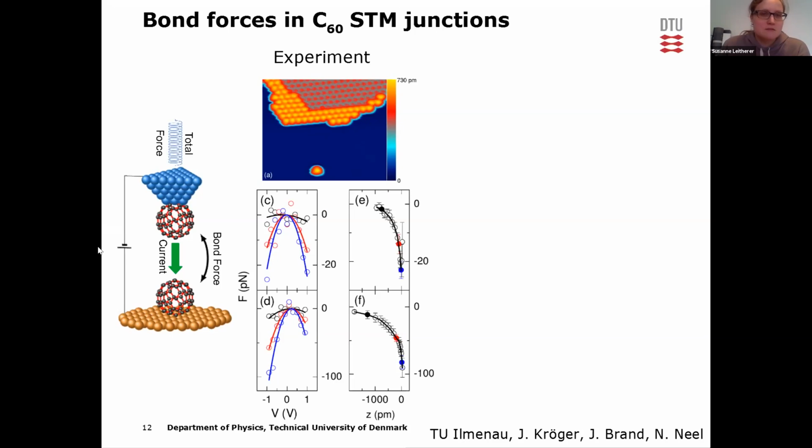for different heights, so for different distances between the two C60s. And they get these force parabolas. That's for the layer, that's for the isolated case. This is the curvature of the parabola. And the force here is for different distances, the colors are for different heights.